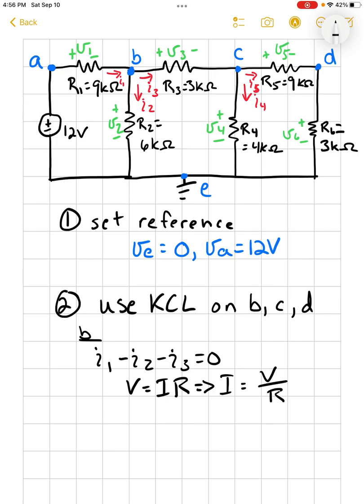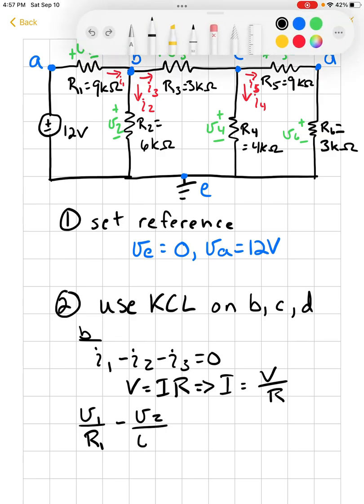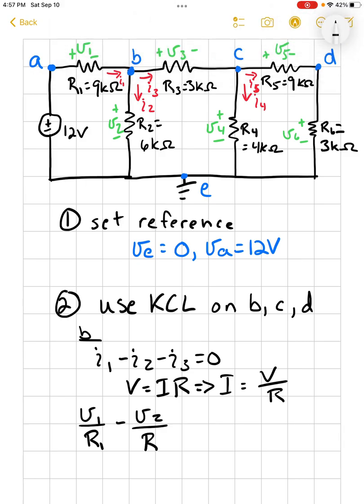And so we can rewrite this as V1 over 9 kiloohms, I'm going to put R1, minus V2 over 6 kiloohms, oops, I should probably stick with one convention or the other, R2, minus V3 over R3, and that has to all be equal to 0. So that's basically the same equation as this rewritten.